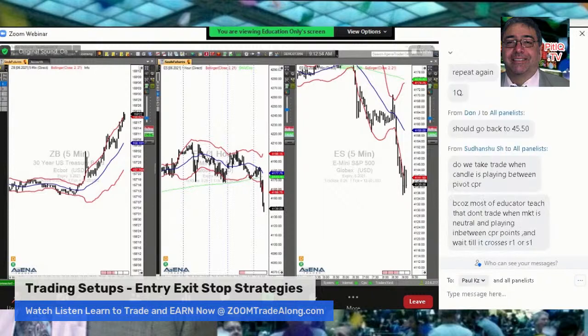We're getting a little bit choppy here. We're getting a little bit of a choppiness trade, so be patient. If you're going to trade the chop, then you could do that, but be careful and keep your stop in there.